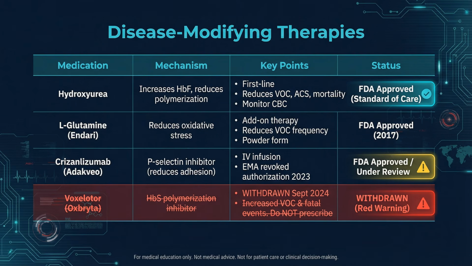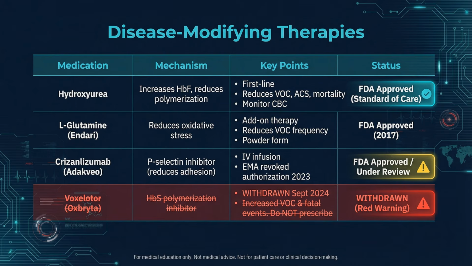And before we dive into the specific agents, it's essential to remember that all patients with sickle cell disease should be on daily folic acid supplementation to support the high red blood cell turnover from chronic hemolysis. With that foundational support in place, we can discuss the drugs that modify the disease course itself. Hydroxyurea remains the first-line therapy and the standard of care. It works by increasing fetal hemoglobin, which interferes with hemoglobin S polymerization, and it is proven to reduce pain crises, acute chest syndrome, and mortality.